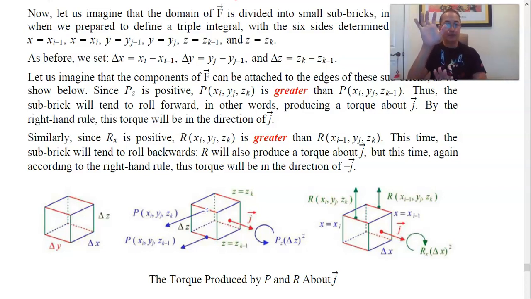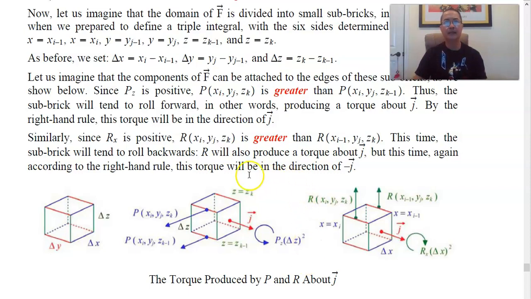Imagine now you're pushing with two hands, one on top of the brick, the other at the bottom. If your upper hand is pushing with more force than your lower hand, then it's going to roll forward, and that's what we call a torque. The net difference of these two multiplied by the distance between them is the torque produced by P. It's a rotation, a spin. According to our right-hand rule, because your P above is greater than your P below, you're spinning around the positive y-axis. Let's think about R now. R is pointing towards the z-axis.